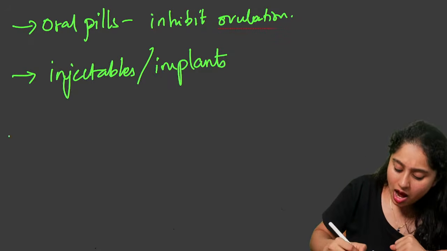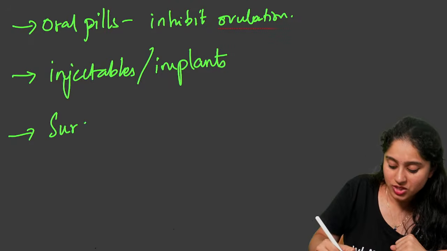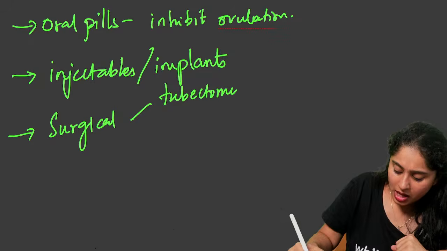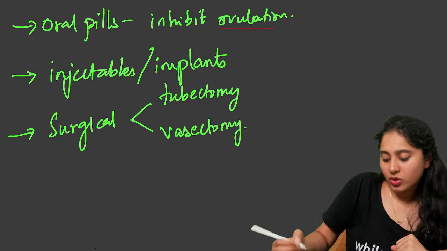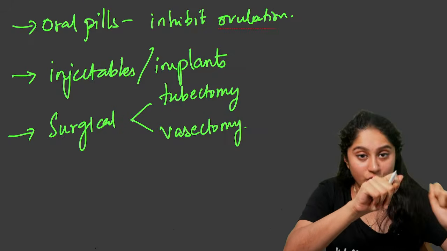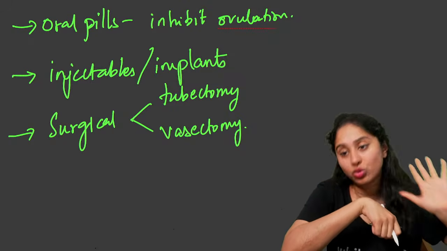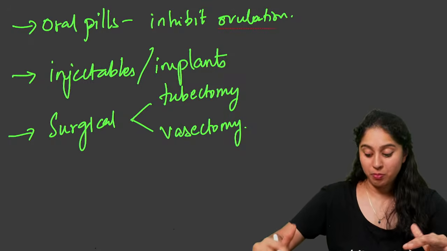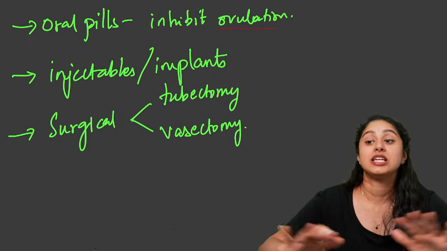Now the last technique of contraception is the surgical procedures. In females it is called tubectomy, in males it is called vasectomy. In females we cut and stitch the fallopian tubes. So even if ovulation happens, the egg cannot cross to the uterus, and the sperm also cannot reach the egg. So there will be no possible fertilization at all.